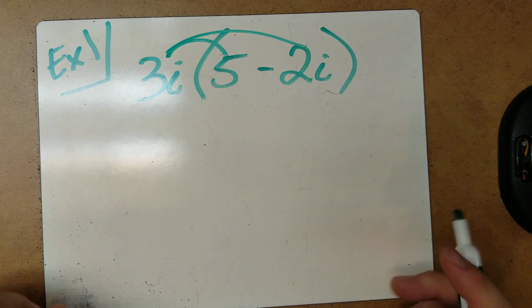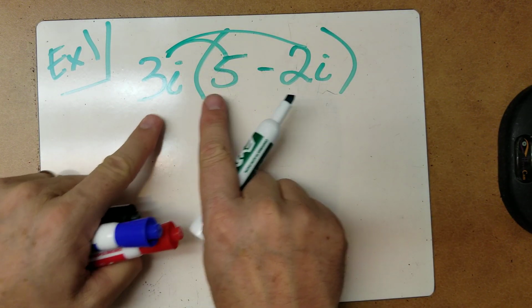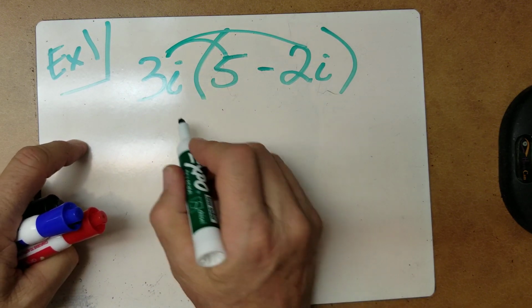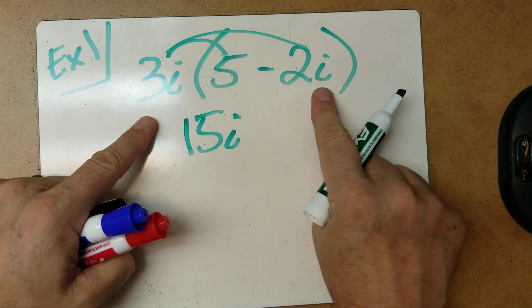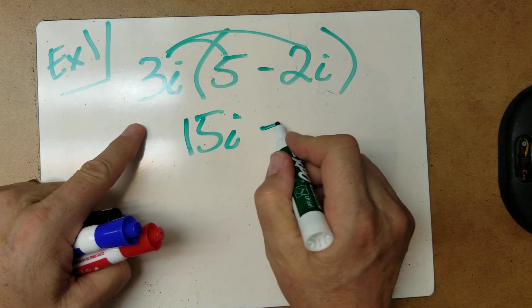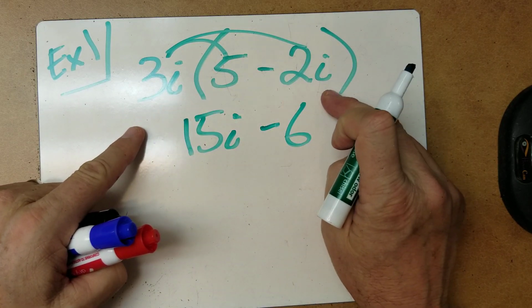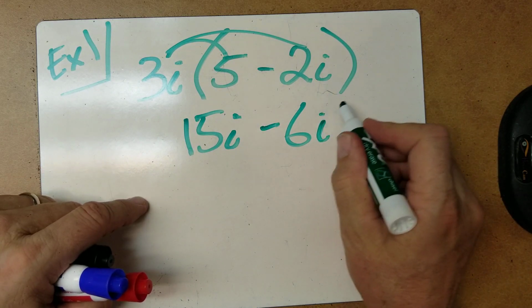But one thing you need to know is, yes, I can multiply these. This is 3i times 5. That's just going to be 15i. This is 3i times negative 2i. Well, 3 times negative 2 is negative 6. But what's i times i? If you treat it like a variable, that's i squared.